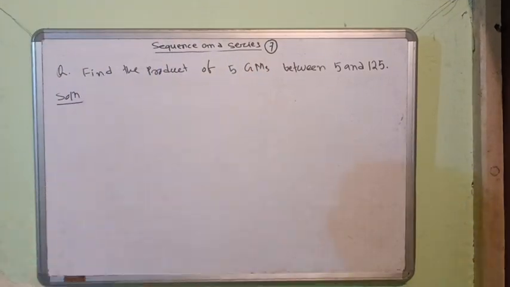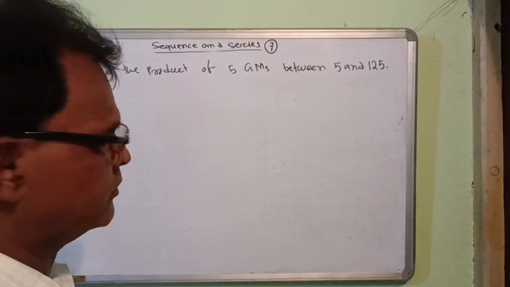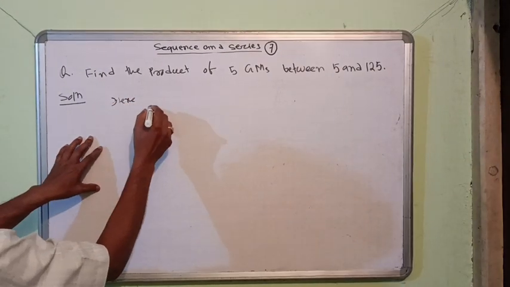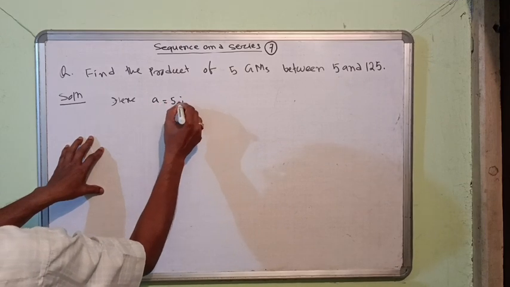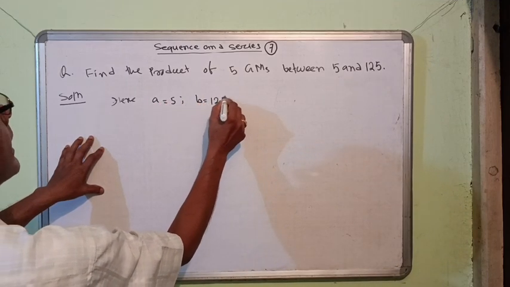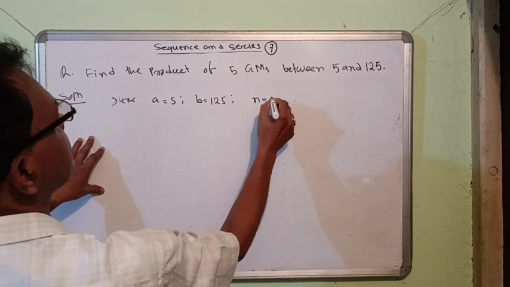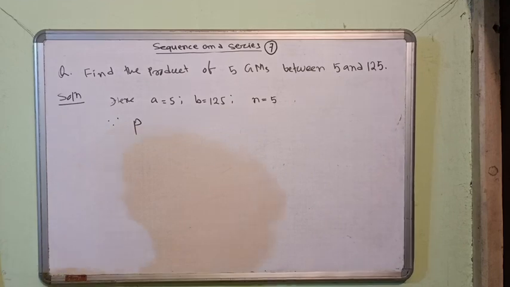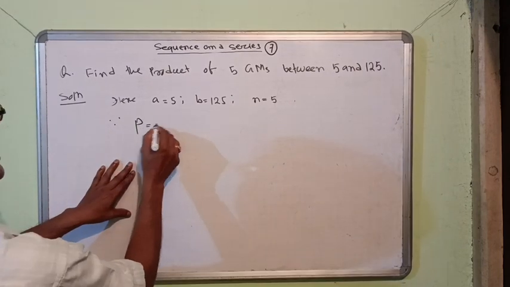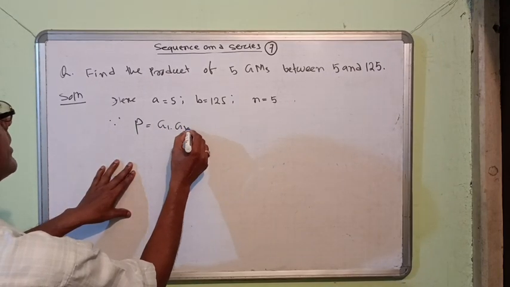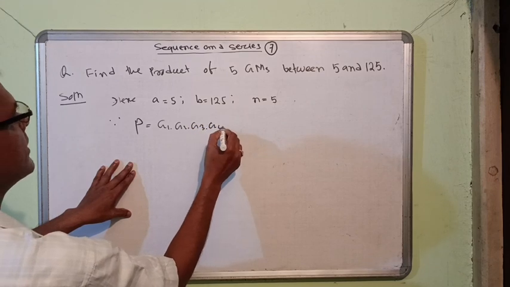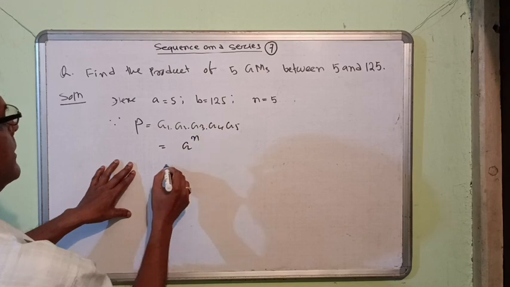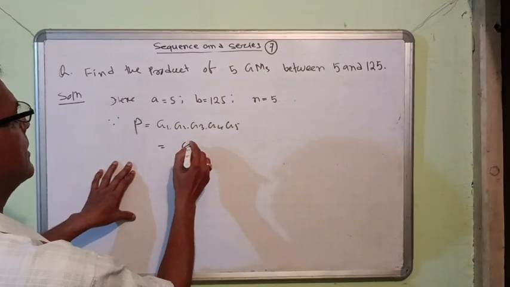Find the product of 5 GMs in between 5 and 125. Here A equals 5, B equals 125, and n, the number of GMs, equals 5. Since the product of 5 GMs is equal to P, that means you can write G1, G2, G3, G4, G5. This equals G to the power n, that is G to the power 5.